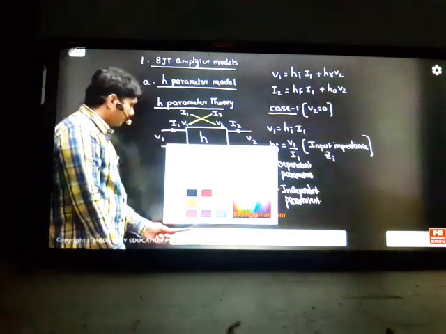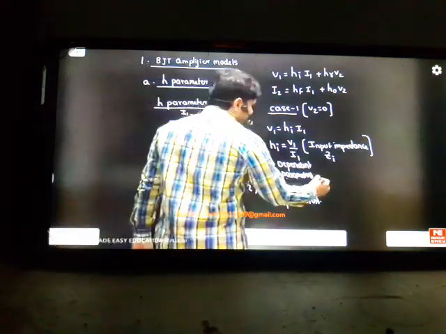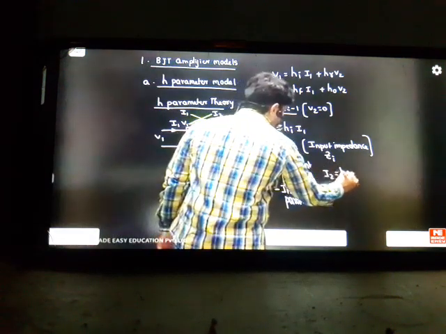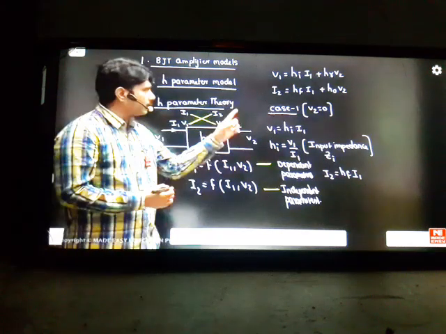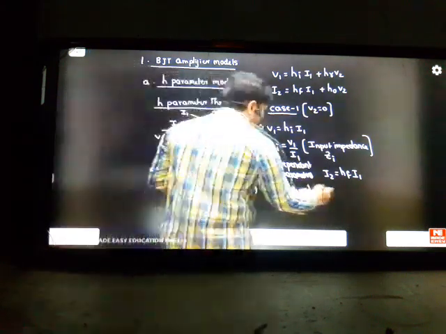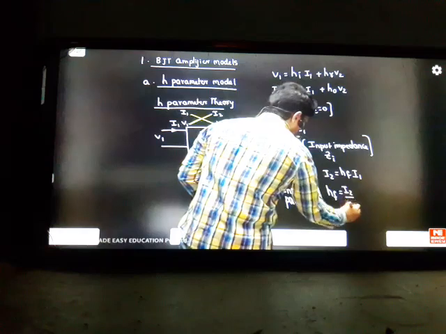So what about the next parameter we want? HI, this equation is over. Second equation is I2 is equal to HF times I1. This is your second equation. I2 is equal to HF into I1. At that time, V2 is 0 again. Now what is HF here? We are getting HF is nothing but I2 by I1.